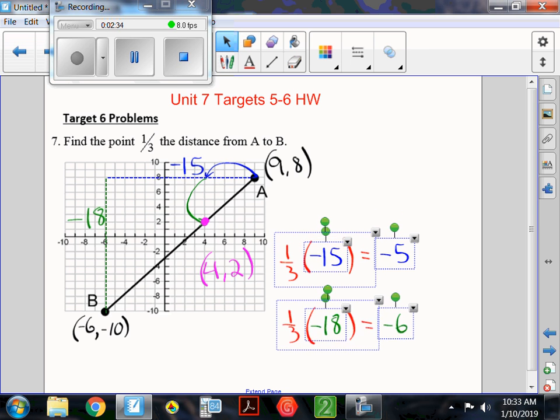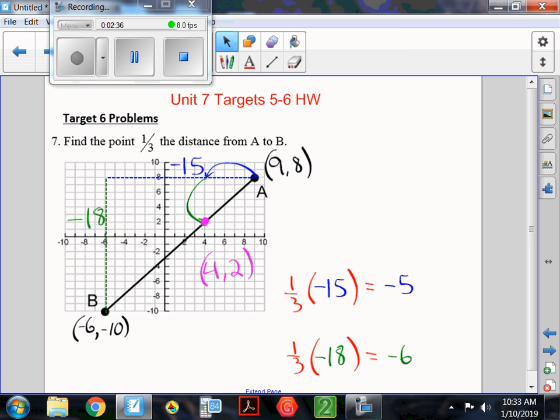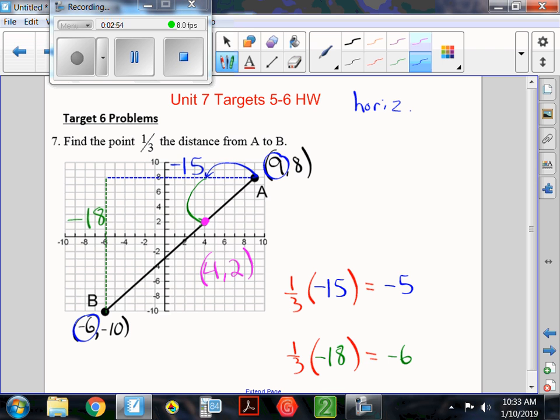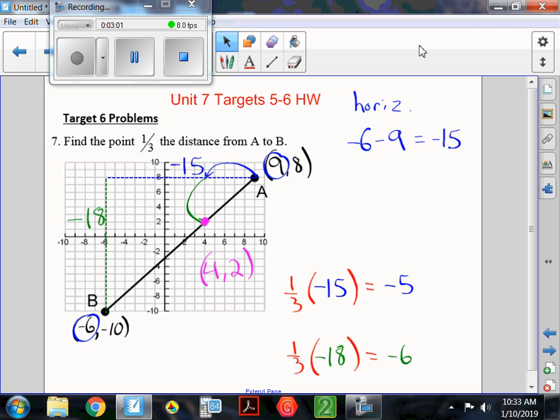I'm going to move these numbers down, but we're going to still be working with them, so I want you to see that they're the same thing. So now I'm going to do it without using the graph and just focusing on the numbers. The horizontal distance would be x2 minus x1, so -6 minus 9, which is -15. Then I would do 1/3 of -15 and get -5.